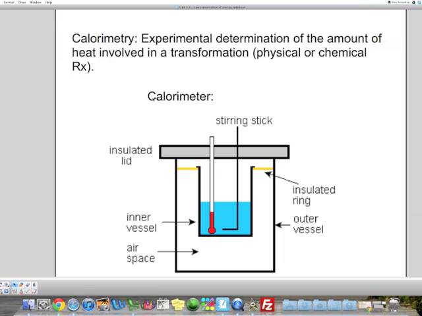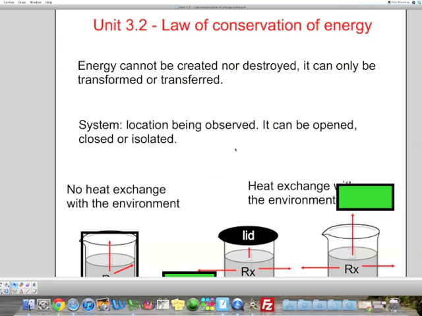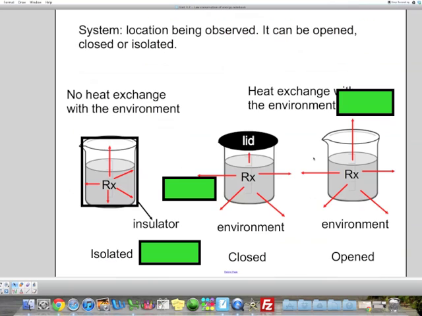Okay, so that's it for 3.2. All you needed to know was what is calorimetry, what is a calorimeter, and back here, what kind of systems are we going to be working with? So either an open one, a closed one, or an isolated one, and what difference does it make with the amount of energy that can enter or leave the system.